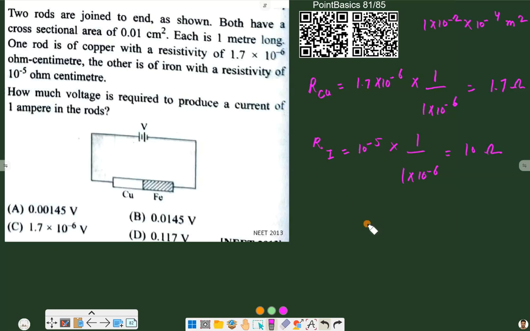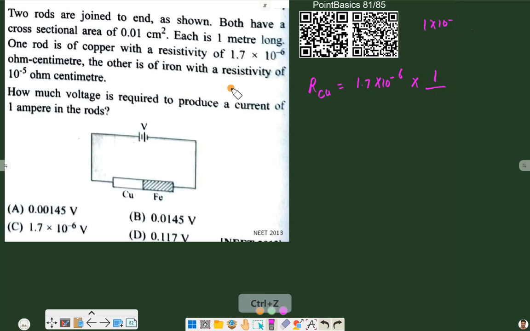Okay, sorry, wait a minute, we made a mistake. These are in ohm centimeters. So our length and area have to be in centimeters. Area is already in centimeters, so let's revert it back. Length is in meter, resistivity is in ohm centimeter, so we will take length in centimeter, and area is already in centimeter, so it is 1 into 10 raised to power minus 2. It will go on the top, so it will be 10 raised to power 4.